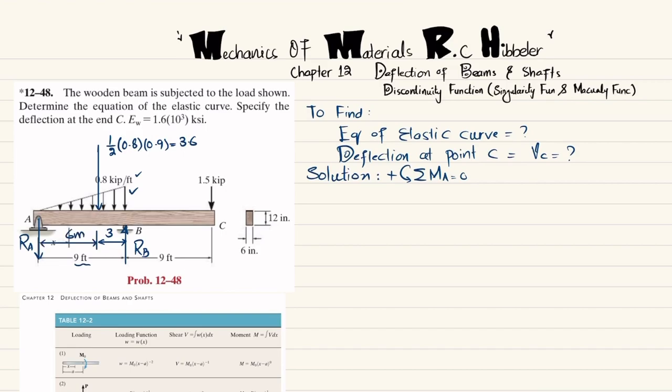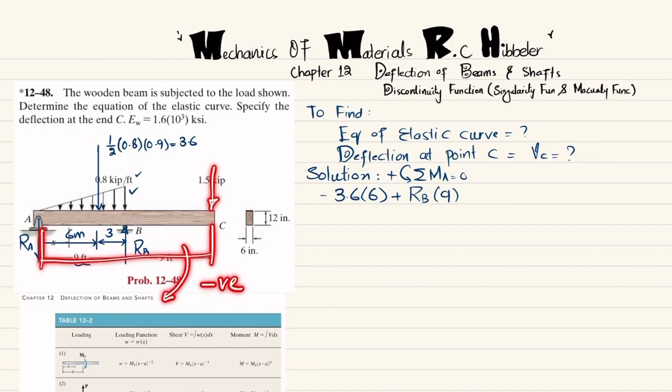So a moment about point A is produced due to this load, and perpendicular distance is 6, and this is producing clockwise, so it will be negative. So I will write 3.6 into perpendicular distance is 6. The second moment is produced due to this RB into perpendicular distance is 9 feet, and this is producing counterclockwise, so it will be positive. So I will write plus RB into 9. The third moment is produced due to this load 1.5 kips, and perpendicular distance is 18, and this is producing clockwise, so it will be negative. So I will write minus 1.5 into 18 is equal to 0.